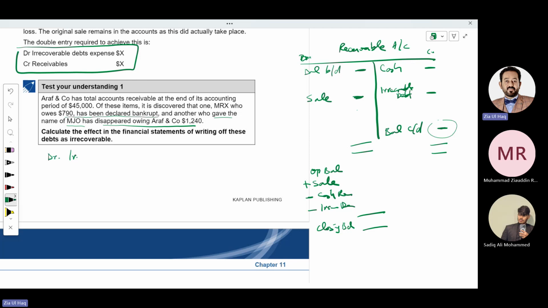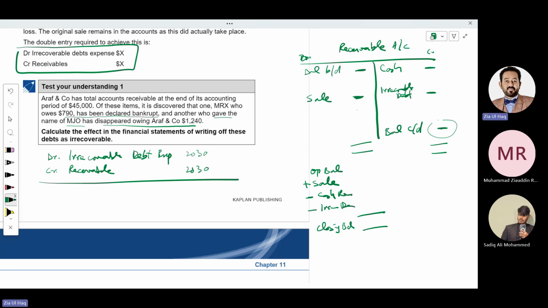So debit irrecoverable debt expense. How much is the total? 1240 plus 790. 2030. And credit what? Receivable. How much? 2030.